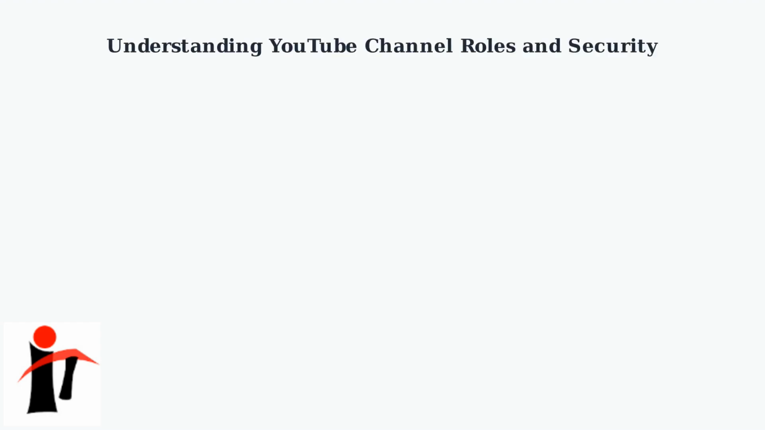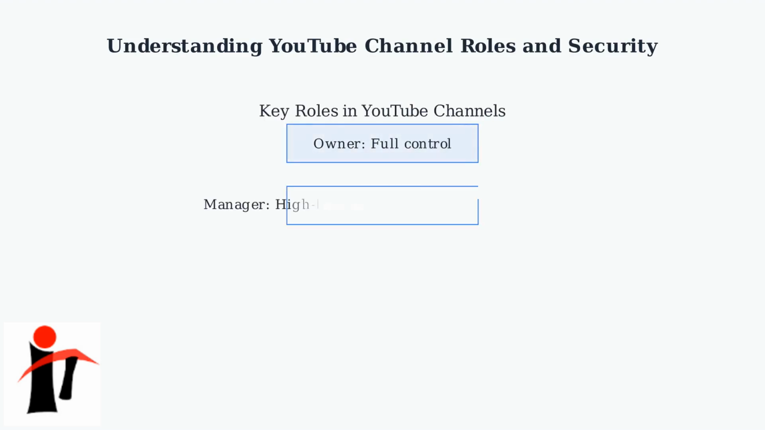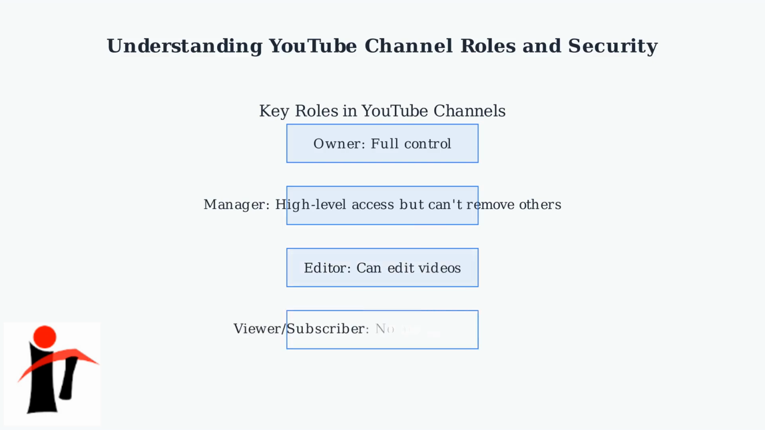YouTube employs a hierarchical role system managed via YouTube Studio. The key roles are owner with full control, manager with high-level access but can't remove other managers, editor who can edit videos, and viewer-subscriber with no management access.